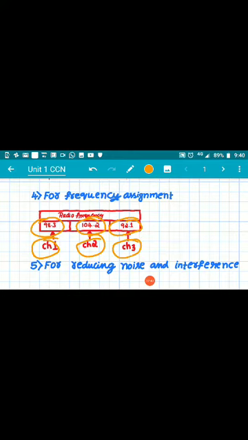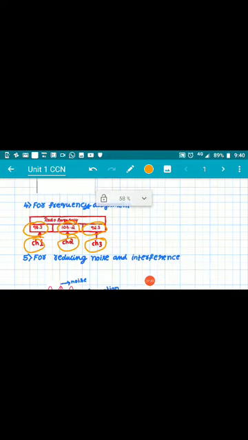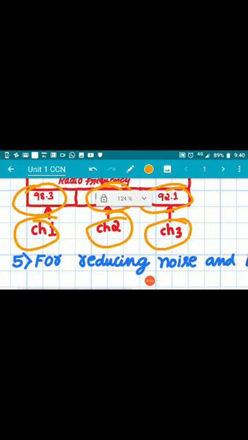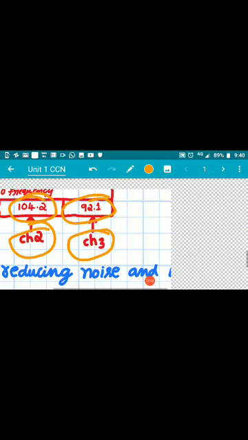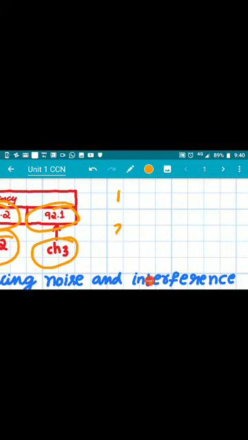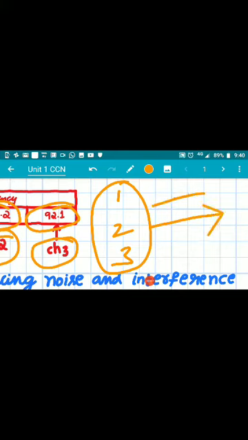Just understand, if I do not modulate these 3 signals, I have 3 signals, 3 channels, and each channel will be carrying one signal. If I do not modulate signal 1, signal 2 and signal 3, and I make them transmit through a longer distance in a single communication channel, they will get interfered. What do you mean by interference? They hit one another and they lose the energy and they lose the information.